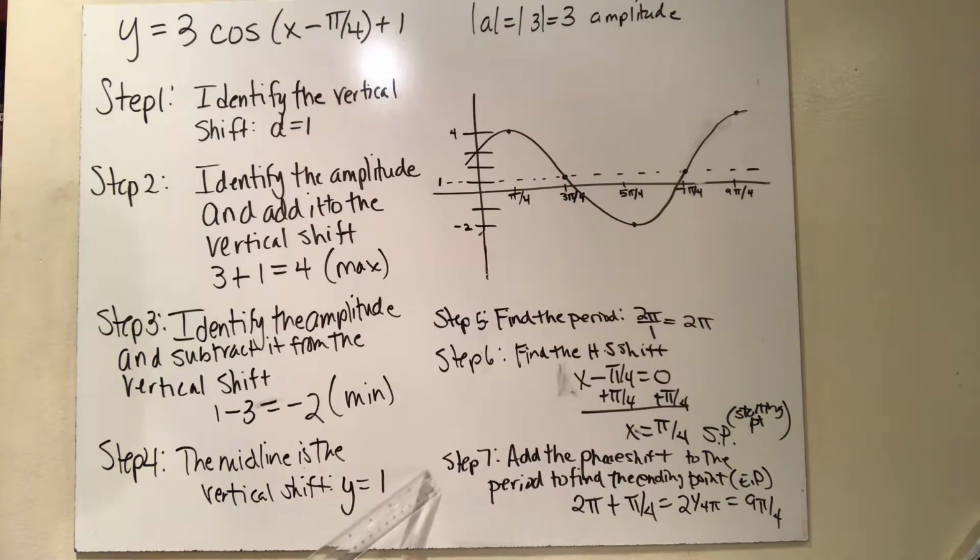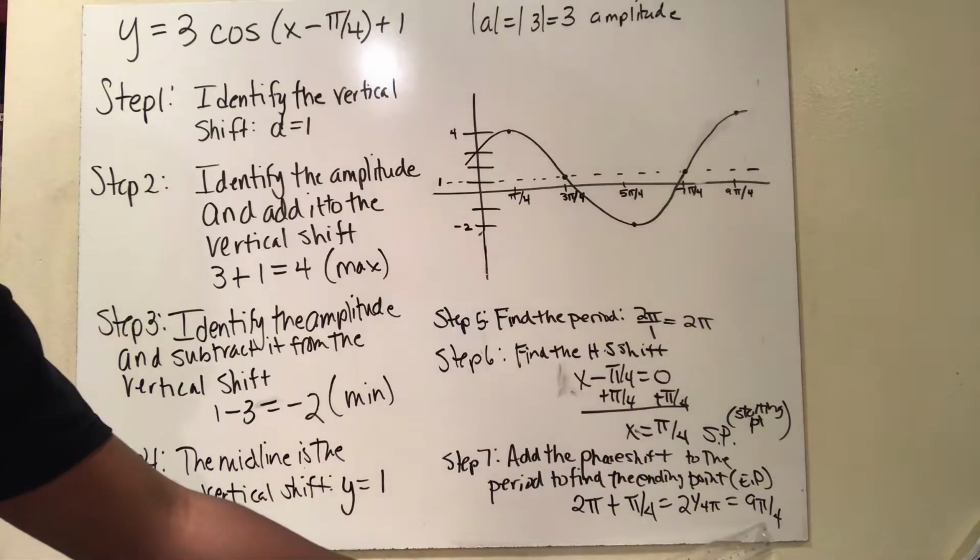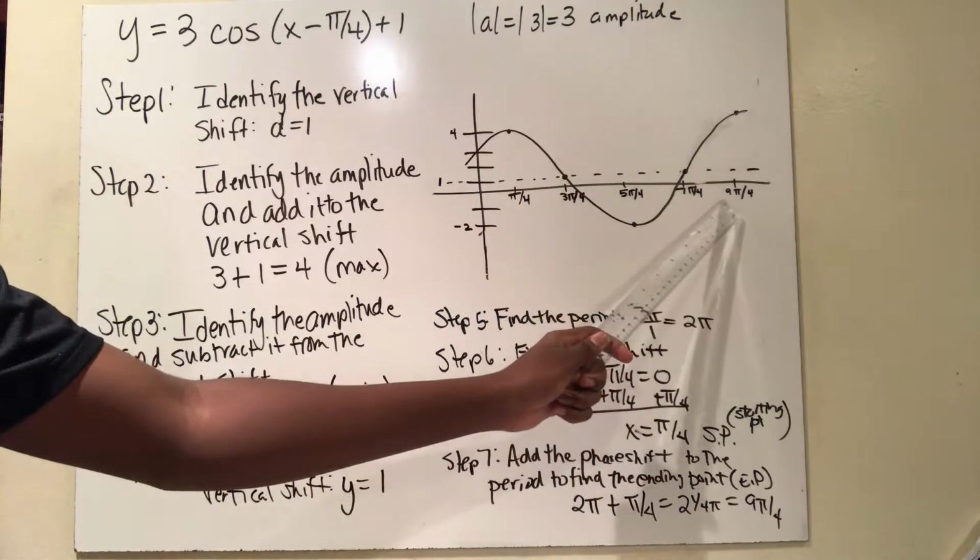Step 7, we're going to add the phase shift to the period to find the ending point. So the phase shift was pi over 4. We're going to add 2 pi to pi over 4. We get 2 and 1/4 pi, which is 9 pi over 4. And then we're going to put that on our graph.